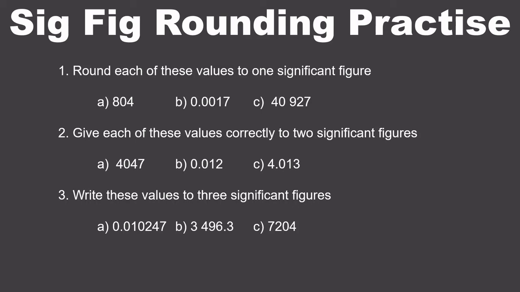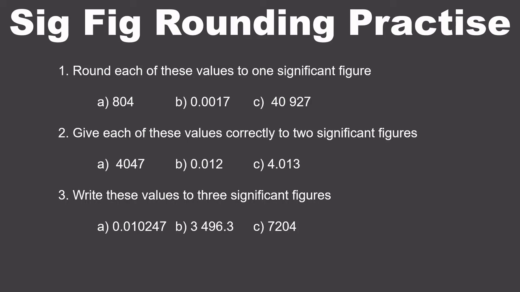So for question 1, I want you to round those values to 1 significant figure. For question 2, I want you to give these values correctly to 2 significant figures. Now, giving these values correctly to 2 significant figures just means round this correctly to 2 significant figures. It is important that you have that vocabulary, so I'm writing these questions in different ways. So check out the wording in question 3. Write these values to 3 significant figures. That also just means round these values to 3 significant figures.